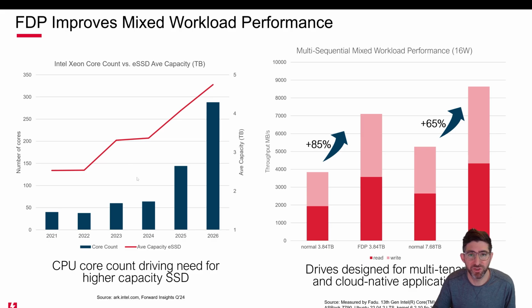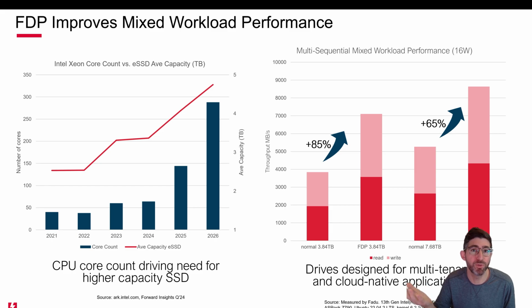When we look at just the sheer number of cores, Intel has Sierra Forest right now that is 144 cores, and they've announced Clearwater Forest, I believe, that has double that in 2026, and the average capacity of the compute SSDs needs to grow to match these VM performance.